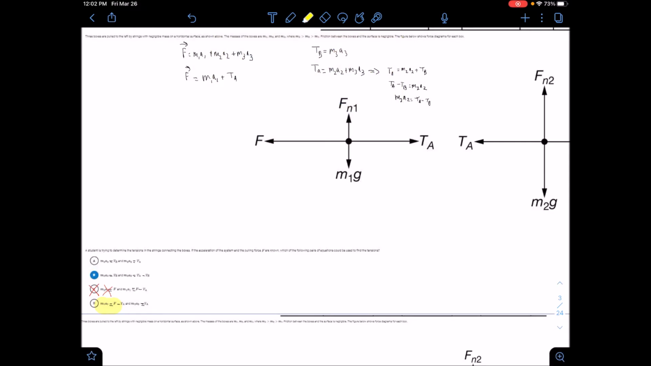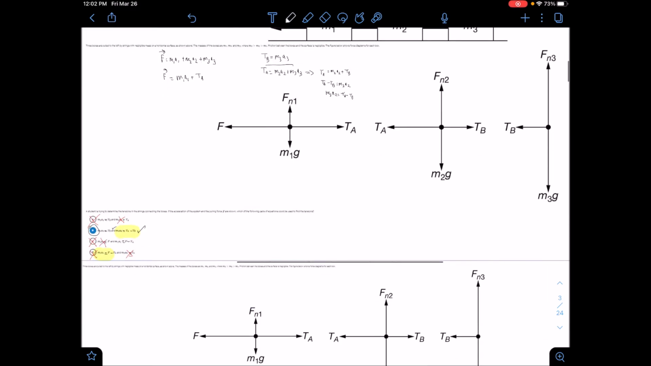let me change the color back. This is our equation of what M2A2 equals. And we know that since that's what M2A2 equals, this one would be wrong, making this answer choice completely wrong. And so we know that this is a valid solution, and we already proved that TB is equal to M3A3, which is right here. So that's why B is our only answer choice.